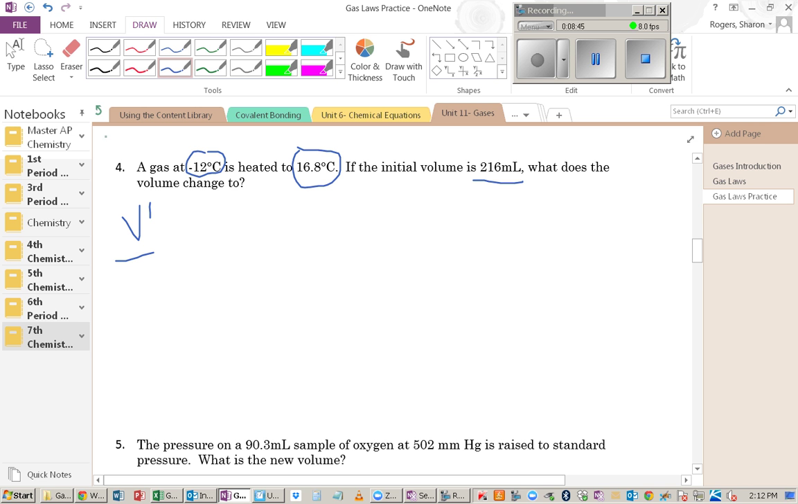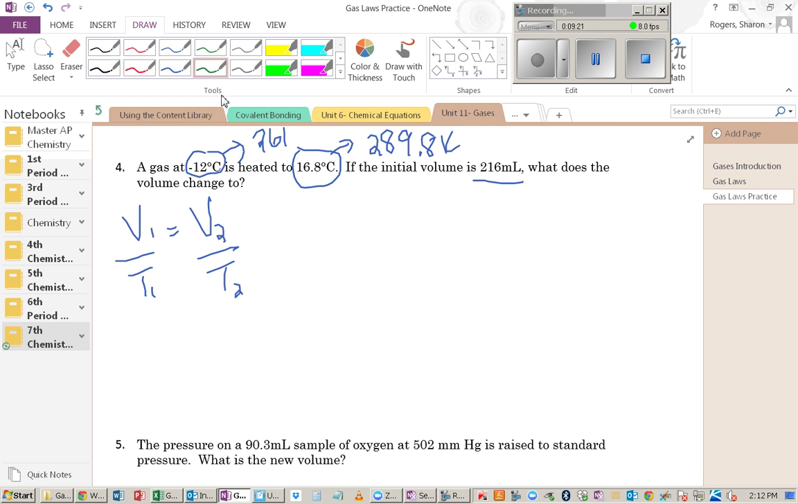V1 over T1 is equal to V2 over T2. Now I have to change temperature to Kelvin, add 273. And when I do that, that gives me 261. When I add 273 to 16.8, that gives me 289.8 Kelvin. And that's all the conversions I have to do for that one.